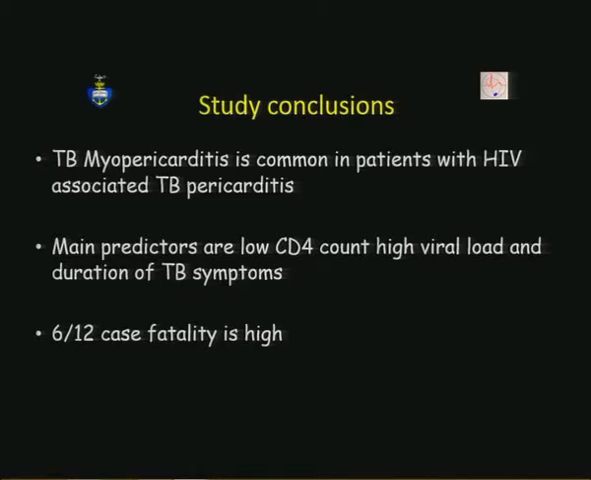So our conclusions from this small study were that TB myopericarditis is common in patients with HIV-associated TB pericarditis, that the main predictors are advanced immunosuppression as measured by CD4 counts and a high viral load, and that the duration of TB within the pericardium seemed to affect the phenotype of the pericarditis. And again, 6-month case fatality rates were quite high.